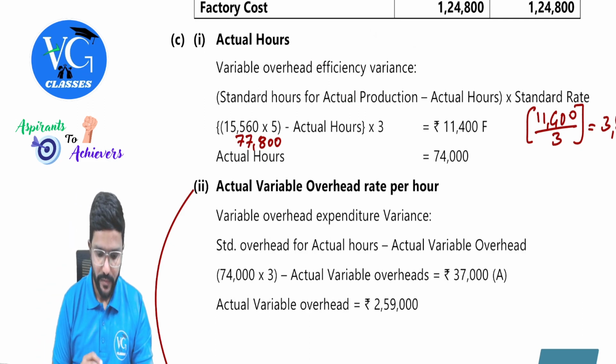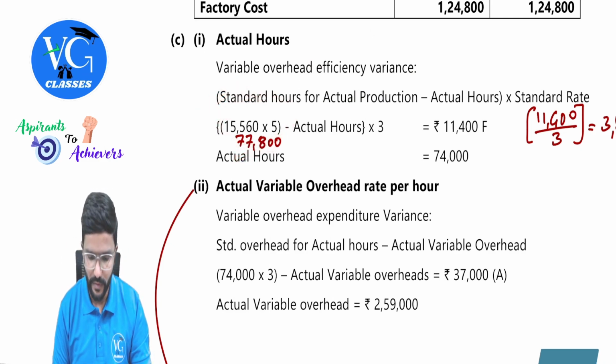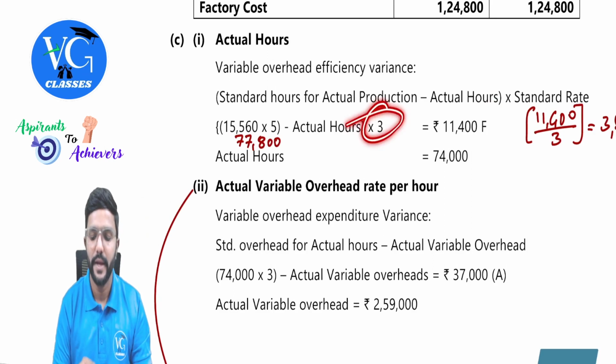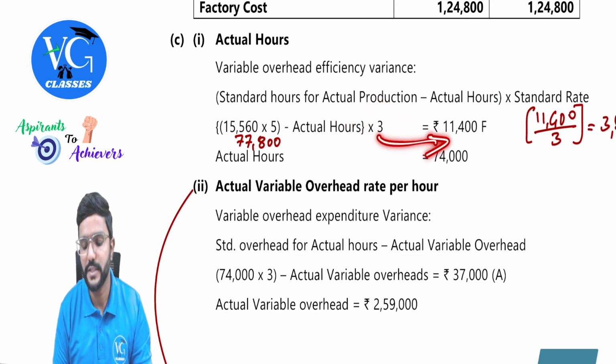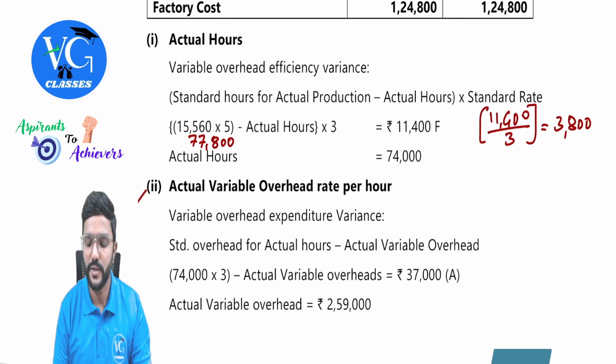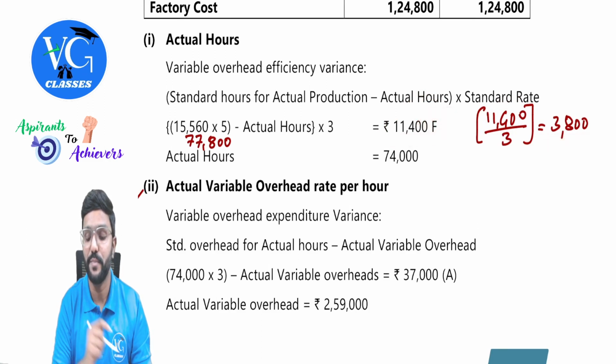So standard hours we can calculate. It is given. I already showed you, 77,800 we will get. Actual hours we don't know, keep it as it is. Into standard rate is given in the question, guys. It is 3 rupees. Now divide. Take this to the other side. It would be 11,400, that is this figure divided by 3. It is 3,800. Please be careful. It is favorable, means positive. So we will get 3,800.